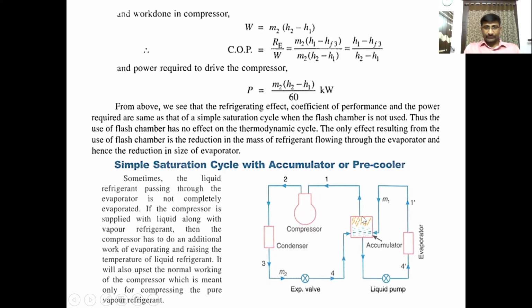which is sent to the accumulator. The vapor part taken from the accumulator is sent to the compressor. The liquid part will be sent to the evaporator, that is the M1 part. Again, the M1 part will be sent to the accumulator. Clearly, after mixing again, the total amount of refrigerant is M2 itself. Clear? So every time the mass of refrigerant flowing through the evaporator is M1. In every cycle, the mass of refrigerant flowing through the compressor is M2.